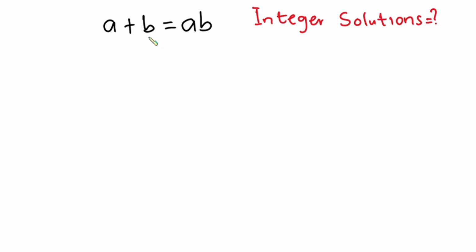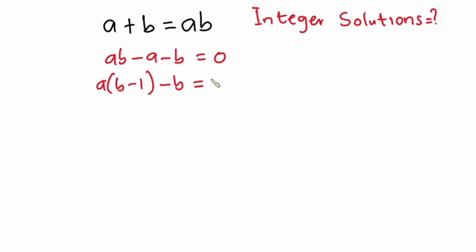Now let's get started. First, let's move this a plus b to the right hand side of the equation so that we get ab minus a minus b is equal to 0. Now, considering these first two terms, we can take a out, right? So we have a into b minus 1 minus b is equal to 0. What can we do again?